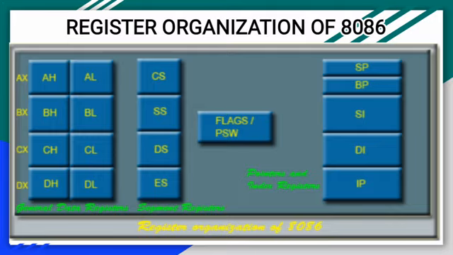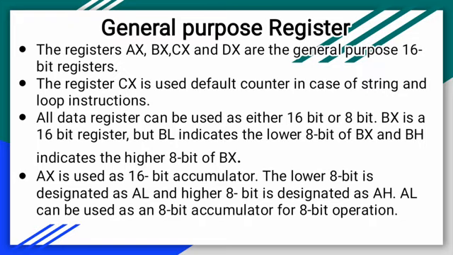Moving further. General purpose register. The registers AX, BX, CX and DX are general purpose 16-bit registers. The register CX is used as the default counter in case of string and loop instructions. All data registers can be used as either 16-bit or 8-bit. BX is a 16-bit register, but BL indicates the lower 8 bits of BX and BH indicates the higher 8 bits of BX.